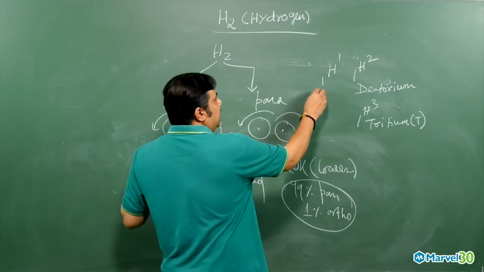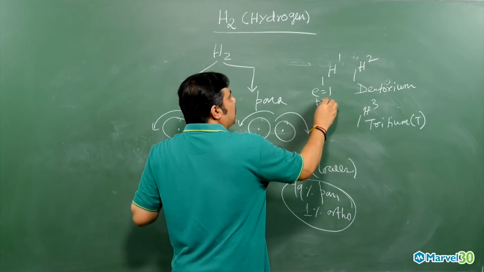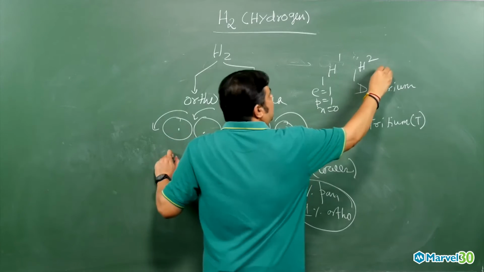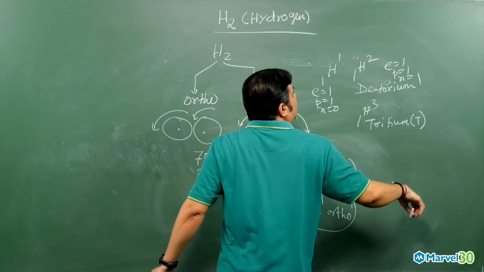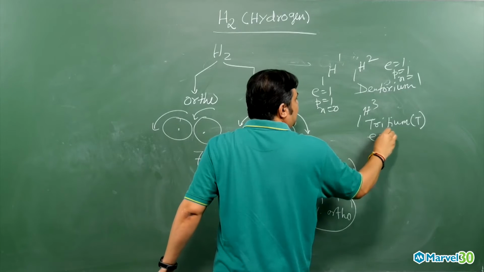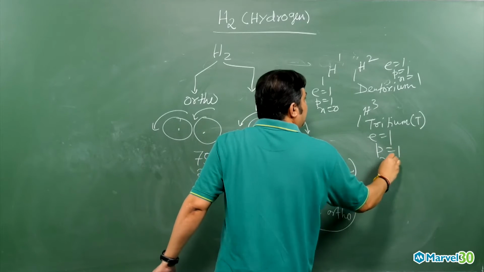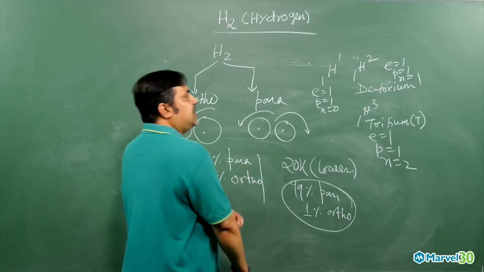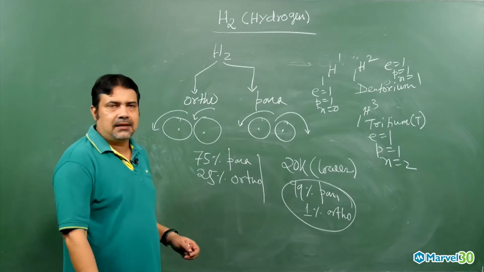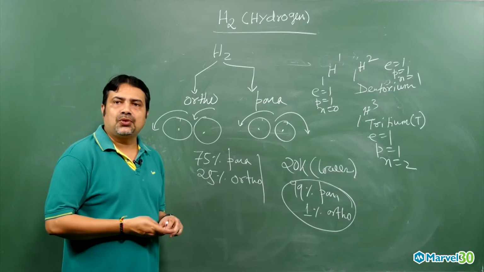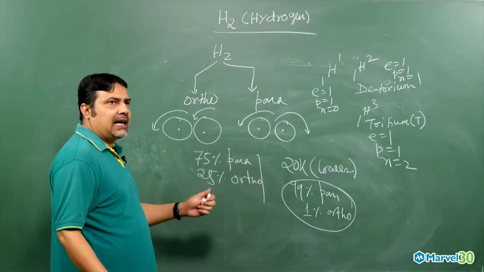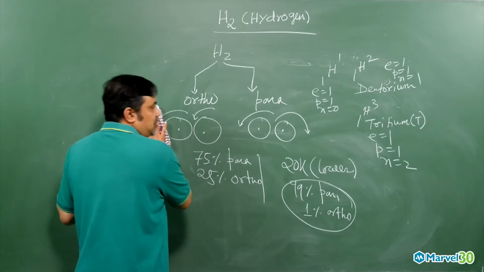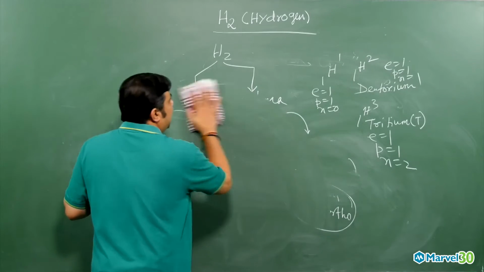Here electron is 1, proton is 1, neutron is 0. In deuterium, electron is 1, proton is 1, neutron is 1. And in tritium, electron is 1, proton is 1, neutron is 2. So that is what you have to understand over here. This is nothing but the isotopes of hydrogen. Once you understand isotopes, orthohydrogen and parahydrogen, we have to see some reactions of hydrogen.